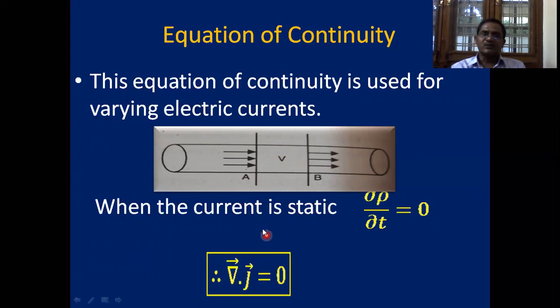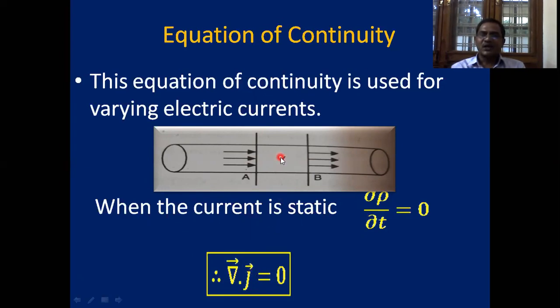So the conclusion is what? For varying electric currents in the conductor, the equation of continuity we write as del dot J plus ∂ρ/∂t equals 0, or divergence of J equals minus ∂ρ/∂t. For the static current or steady current in the conductor, since ∂ρ/∂t equals 0, then divergence of J equals 0, or del dot J equals 0. Hence, the vector J is said to be a solenoidal vector.